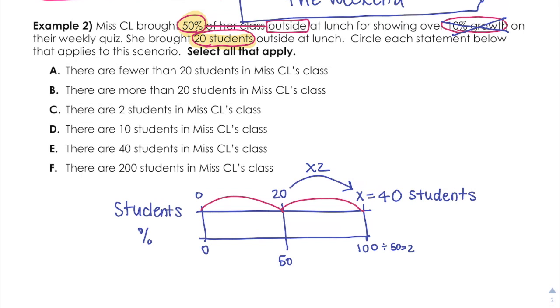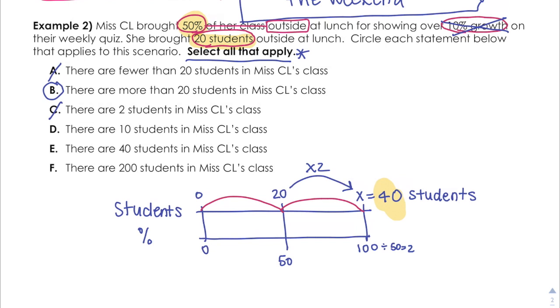So now that we know that information, let's go back up to the problem, to our multiple choice options and see which applies. Okay, and it says select all that apply, so it's probably meaning that we need more than one option, most likely. Okay, so it says A, there are fewer than 20 students in Miss Ciel's class. Well, right here we figured out my total number of students in my class is 40, so this is incorrect. Part B, there are more than 20 students in Miss Ciel's class. This is true. Now, some of these are even kind of silly. Letter C, there are 2 students in Miss Ciel's class. Well, that's not true. I took 20 of them outside.